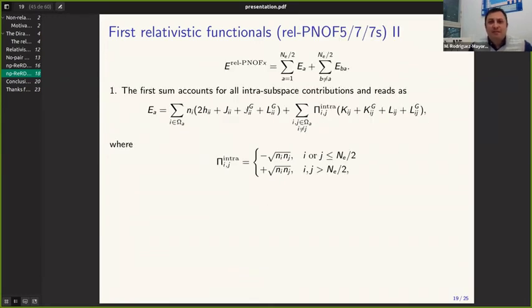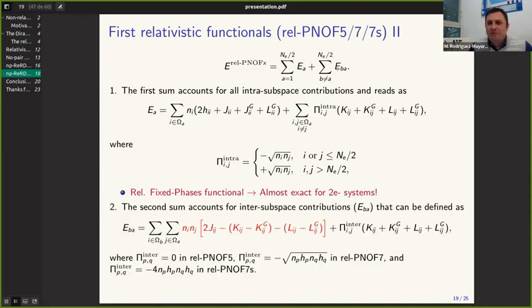And finally, we could also write the relativistic expression for the PNOF5, PNOF7 functional approximations, where we will have to account, as we know, for intra- and inter-subspace interactions. For the intra-subspace interaction, we have this energy expression written in here that is very similar to what is used in the non-relativistic limit. And we know that this functional corresponds to the fixed phase functional that should be almost exact for the 2 electron systems, except for these phases in here.